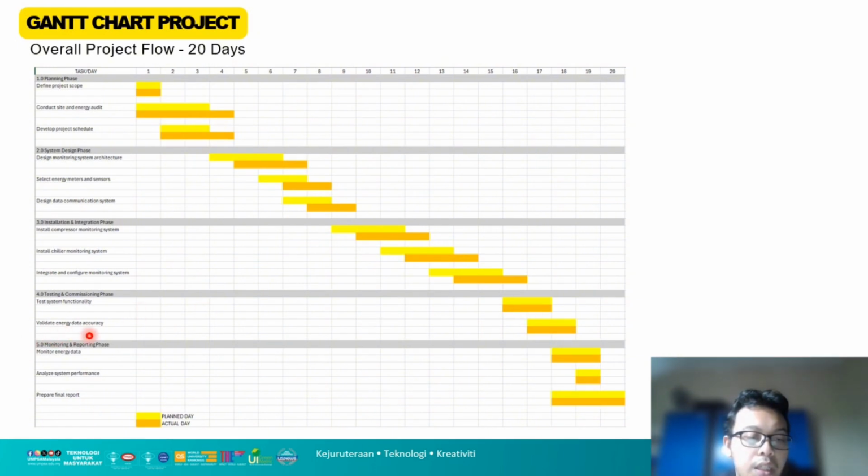Validating the energy data accuracy also followed the planned days, day 17 and day 18. 5.0 is the monitoring and reporting phase.